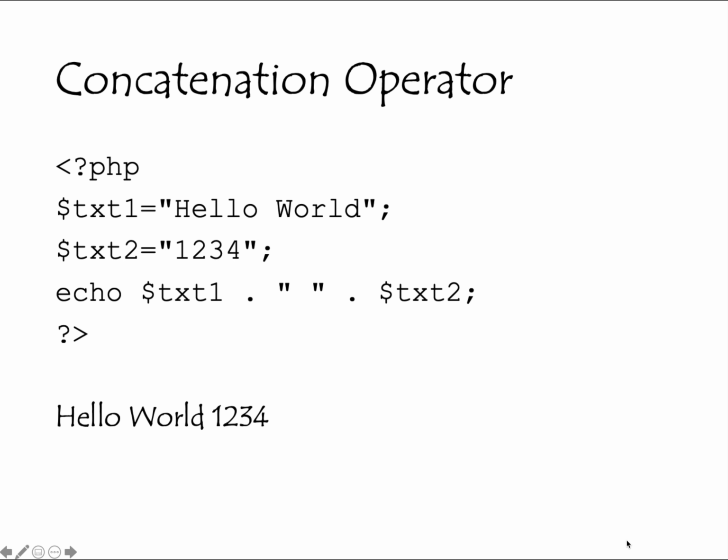Now let me introduce the concatenation operator. When you show your web contents, many times you need to combine two different texts. For example, here in this code, we have two variables, txt1 and txt2. txt1 has hello world as its value. txt2 keeps 1, 2, 3, 4 as a value. If you want to show hello world 1, 2, 3, 4 like this, what do you have to do? You can use txt1 and txt2 together, and you can echo it. Let me show you a few different ways to show this result in actual code.